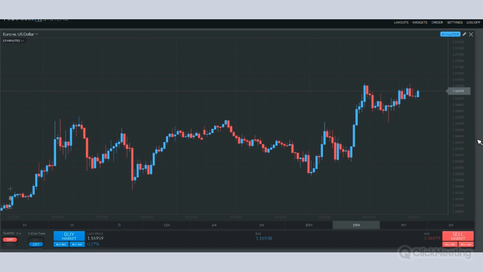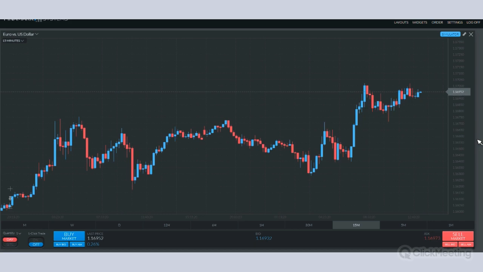But anywho, the triangle pattern is the one we're going to start with. It can be a continuation or a reversal pattern, but it's far more common that it is a continuation pattern. There are three main types of triangles: the symmetric, ascending, and descending. Now, for trading purposes, they are all the same. They just simply look different.